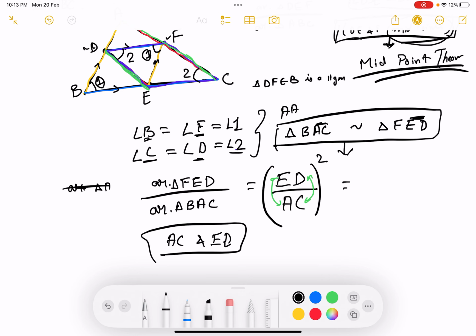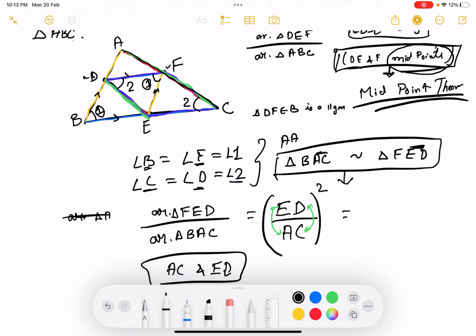So is there any relation between AC and ED? Yeah, of course. As we have already said, this forms a parallelogram. A, D, E, F forms a parallelogram. And in a parallelogram, opposite sides are equal. This side is equal to this side. And as F is the midpoint, FC is also equal to AF. So all these three are equal: DE is equal to AF is equal to FC, because F is the midpoint and these two are equal. This and this are equal because they form a parallelogram.